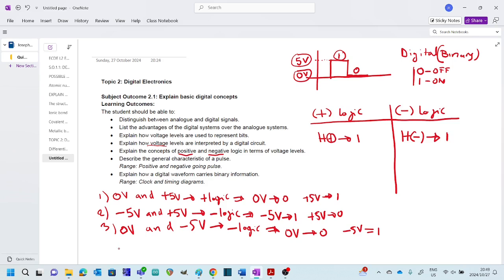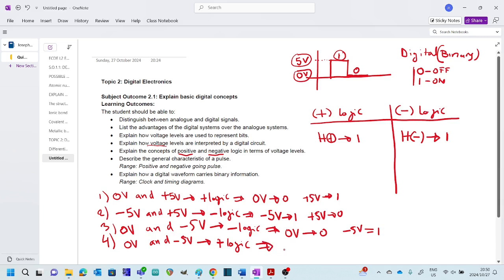Let me take the same example, but now in a positive logic. The 2 voltage levels are 0 volt and minus 5 volts, and the examiner says that these 2 voltage levels are operating in a positive logic. What will 0 volt represent? 0 volt is going to represent a 1.